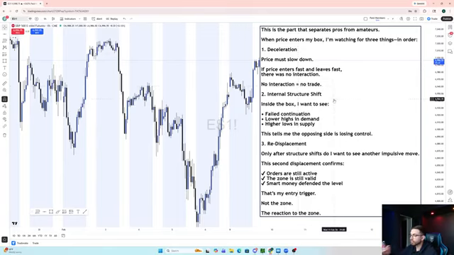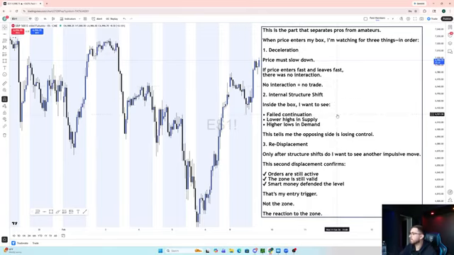Second, I'm looking for internal structure shift. Inside the box, I want to see failed continuation, lower highs in supply, higher lows in demand. This tells me the opposing side is losing control. And then third is going to be redisplacement. Only after structure shifts do I want to see another impulsive move. The second displacement confirms orders are still active, the zone is still valid, and smart money defended the level. That is my entry trigger, not the zone, the reaction to the zone.